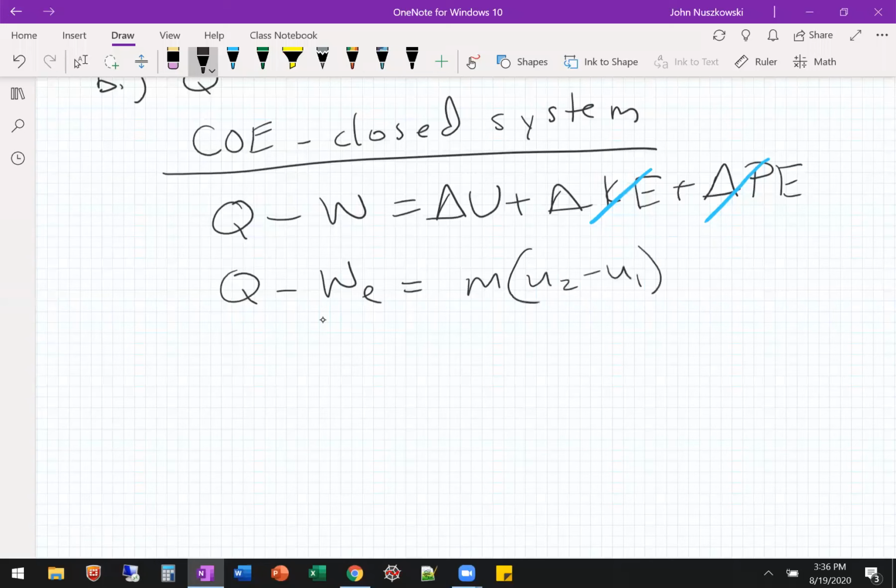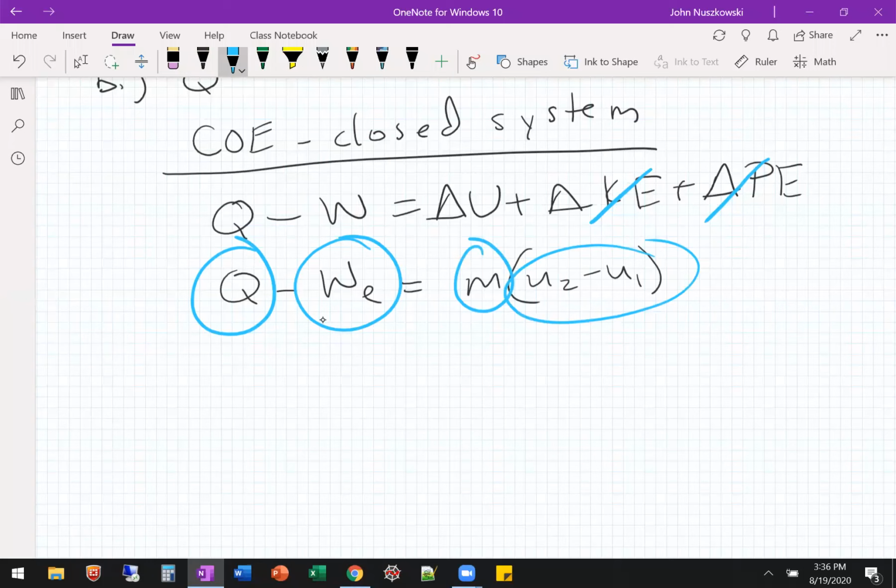Okay, pull the mass out of delta U. So let's go through this. We're looking for Q, right? We've got to get the electrical work, we've got to get our mass, and we've got to get our U's. So we start going through.